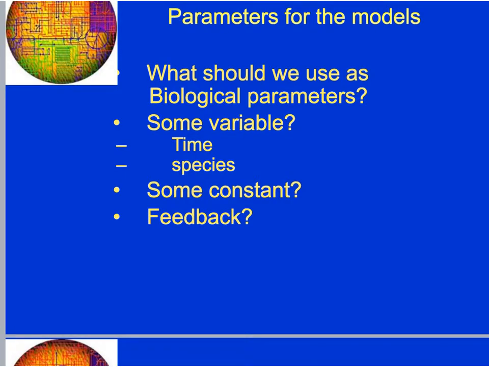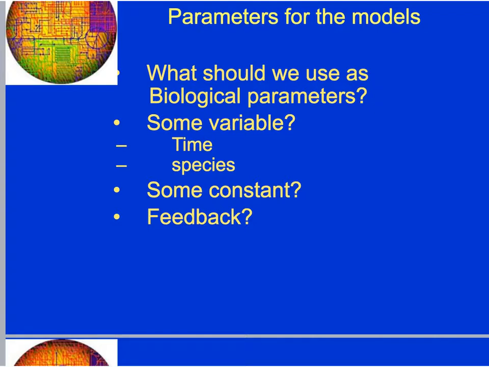So the question is, which parameters should you use for these models? Some of the things you have to keep in mind are, biologically, we have to think about time in development, time of when evolutionarily, and also what species we're actually looking at. So there can be some constants and some not. And then there's also feedback, and feedback can be both positive and negative.